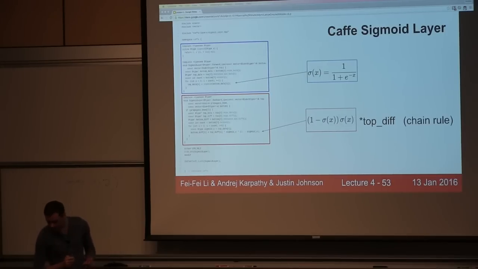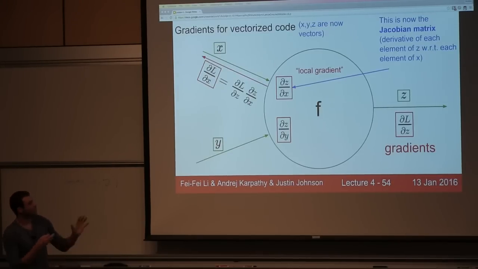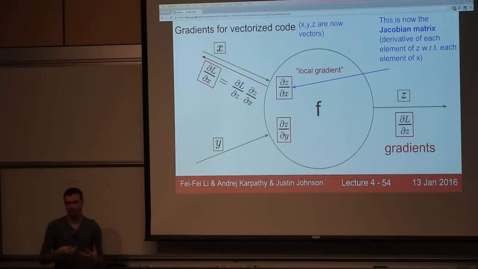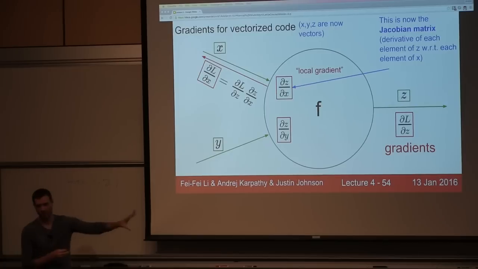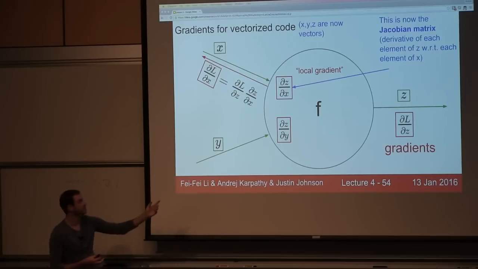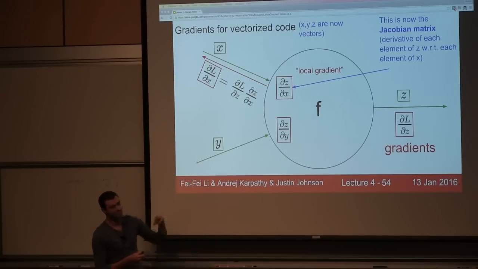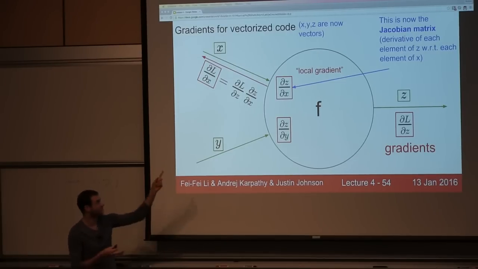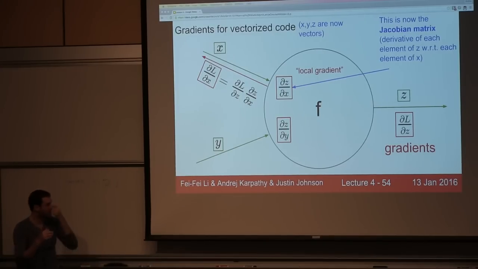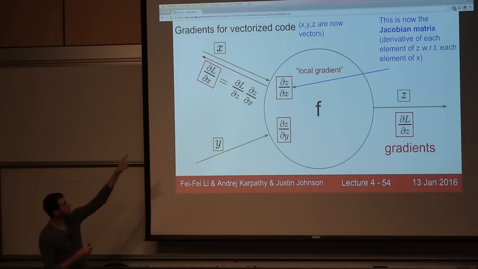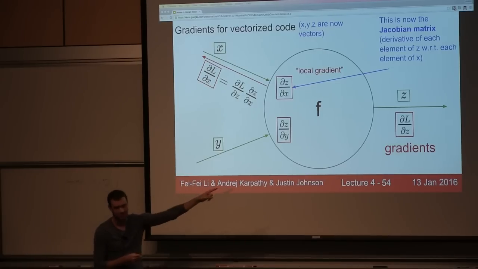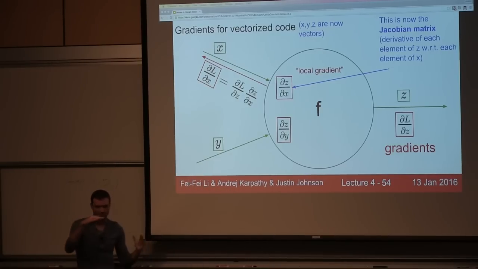So one point I'd like to make is we'll, of course, be working with vectors. So these things flowing along our graphs are not just scalars. They're going to be entire vectors. And so nothing changes. The only thing that is different now, since x, y, and z are vectors, is that this local gradient, which before used to be just a scalar, is now, for general expressions, a full Jacobian matrix. The Jacobian matrix is a two-dimensional matrix, and it basically tells you what is the influence of every single element in x on every single element of z. And that's what the Jacobian matrix stores.